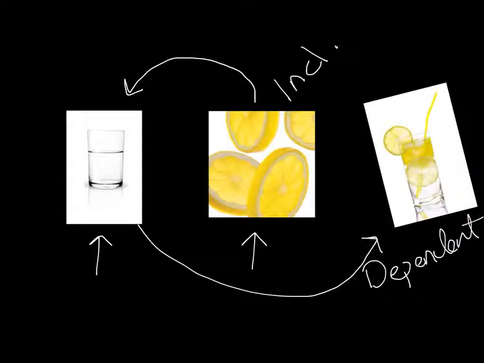because I guess you could say the flavor of it depends on how much lemon I put in. So whatever is depending on something else is the dependent, and the thing that changes that to be what it's going to be is our independent.